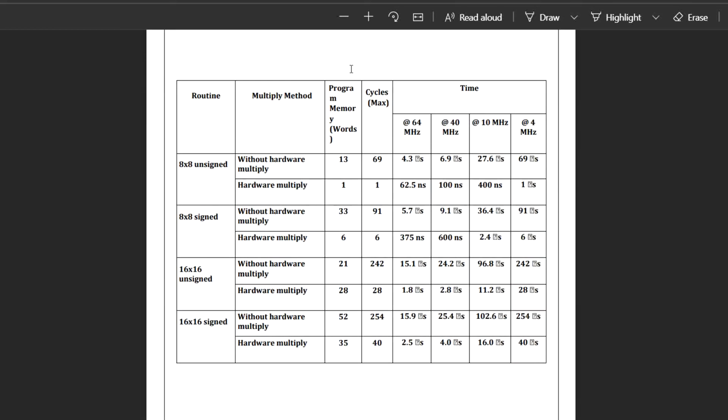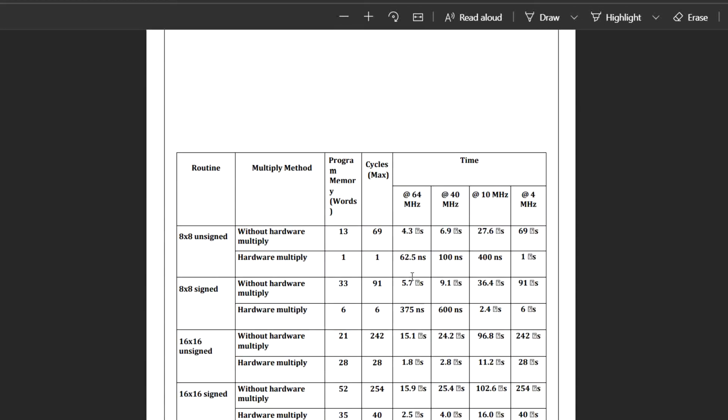We have also shown the clock cycles, I mean the time and the frequency required for the clock cycles while performing different functions, while performing multiplication in 8x8 signed and unsigned, and 16x16 signed and unsigned. They were clearly mentioned here. With hardware multiply and without hardware multiply, we have clearly segregated the exact time results.